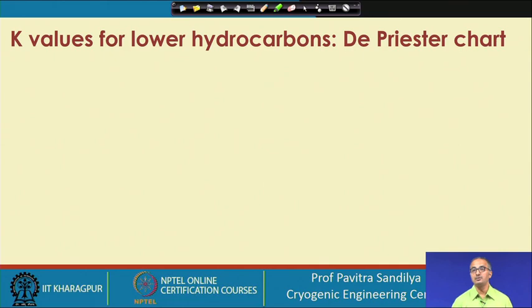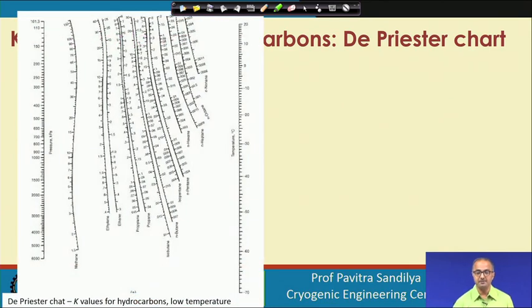Now, these K values may be obtained from various sources, and especially for the hydrocarbons there is the DePriester chart. This DePriester chart gives the K value directly for such kind of hydrocarbons, especially lower hydrocarbons. These are given in many standard books on thermodynamics or petroleum. So, here are the DePriester charts.